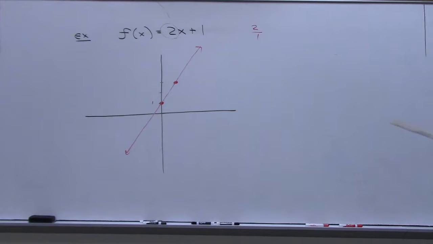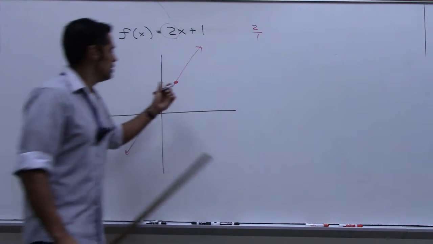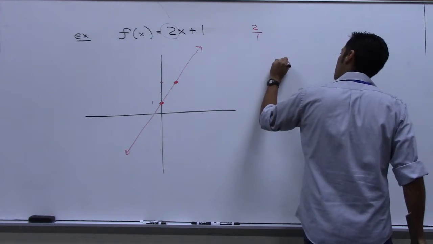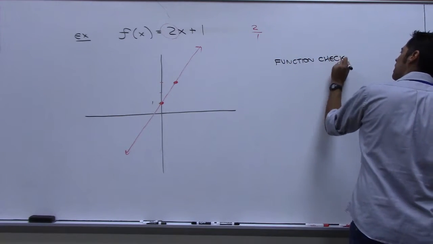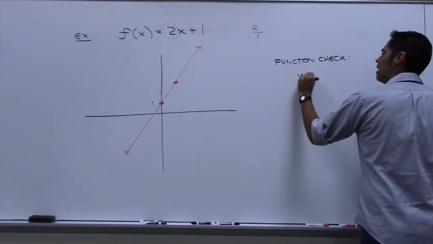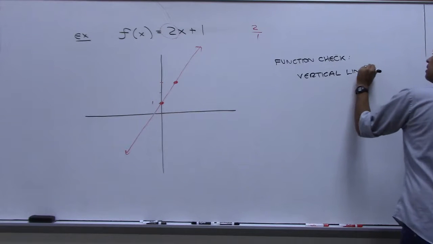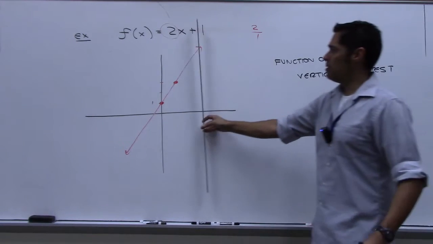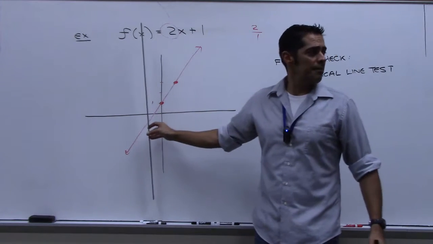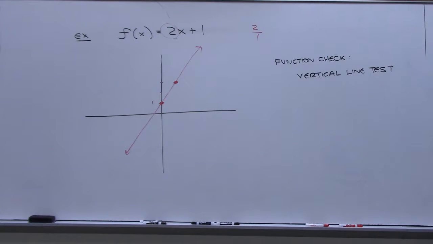Okay, so when we look at this, to check to see if this is a function, we use something called the vertical line test. Show of hands, how many of you remember the vertical line test? Yeah? All I'm doing is drawing vertical lines, making sure I don't hit the graph more than one time, which wouldn't happen here, right?